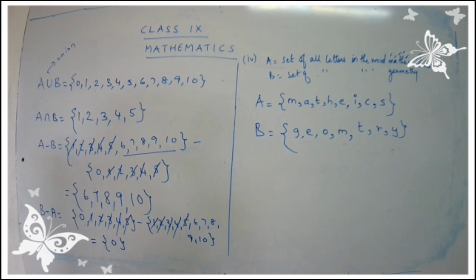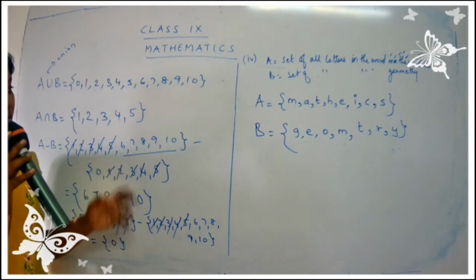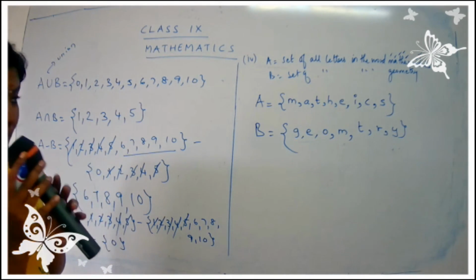Shall we continue, children? Okay, now let's go for the first part. You have to find A union B. A union B means you have to write all the members together. Shall we write all the members together?